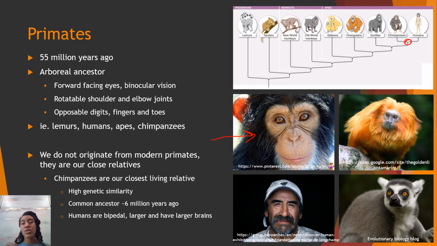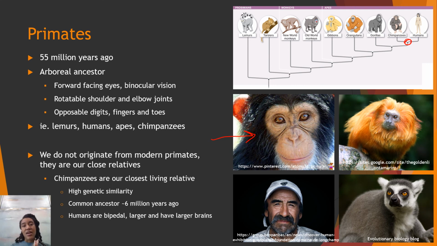So chimps and humans share a large amount of genetic similarity and even genetic identity with one another. So a large percentage of our genes are identical. Our most recent shared common ancestor lived around 6 million years ago. So this guy in the red dot would have existed about 6 million years ago. So not super recent, but not super long ago either.